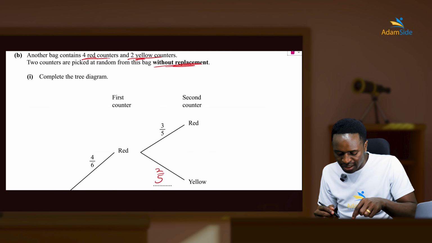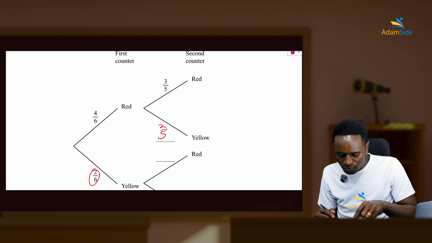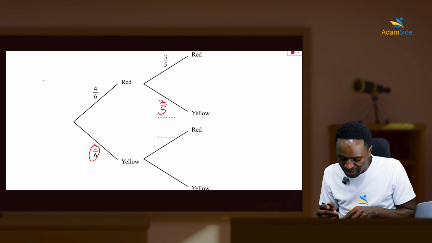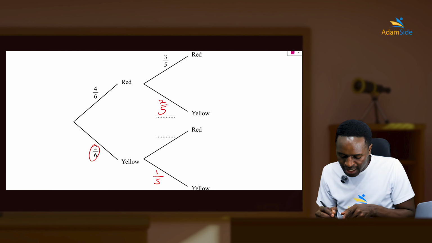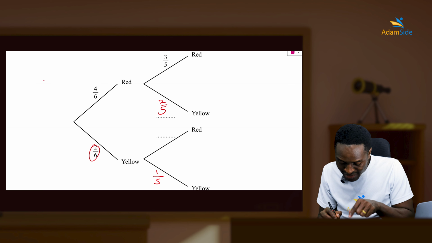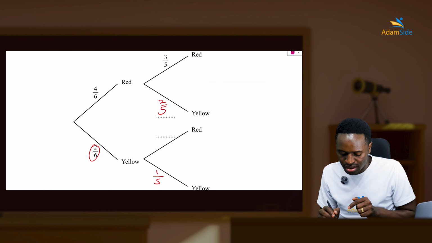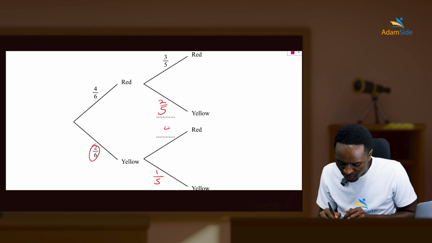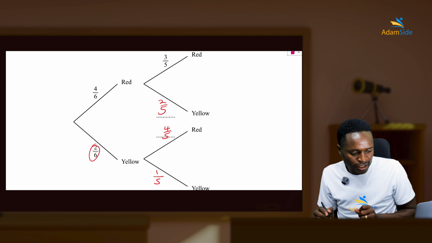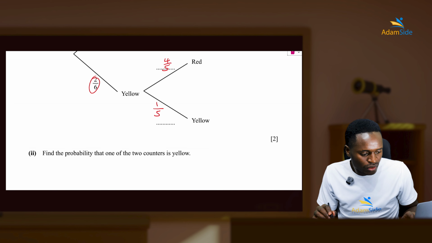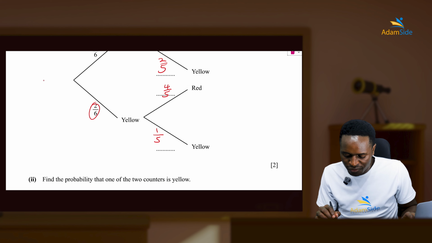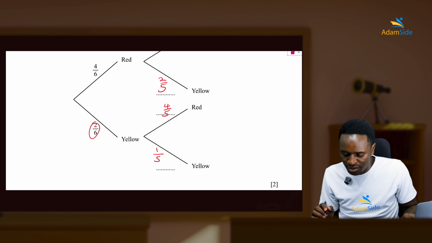So if you go back here, we assume that yellow was the one picked. Therefore, it will be 1 out of 5, and the red was not picked, so it will be 4 out of 5. And that's how you fill it. So we have 2 out of 5, 4 out of 5, 1 out of 5. That's how we fill the probability.